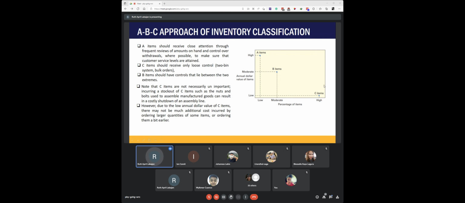But it does not mean that because it's least important in terms of annual dollar value, you will no longer take care of it. No. What it means is that it's okay if you run out of it because it's cheap. Okay? You can always reorder that anytime. Anytime, okay? But the thing is, all of these items are important. Okay? However, they differ in level of importance. Okay?